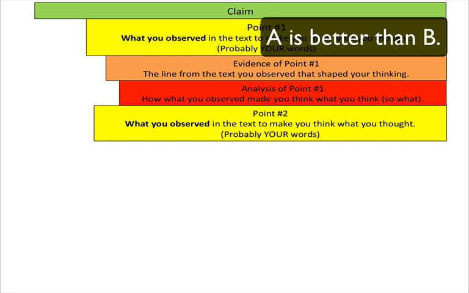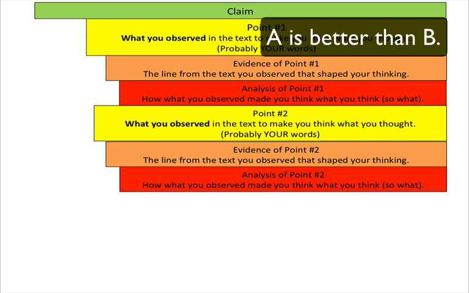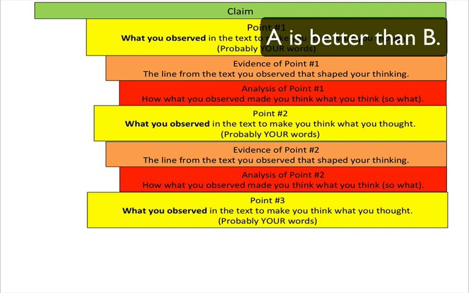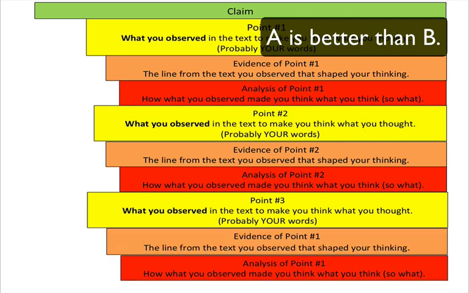So, another reason why we think A is better than B in this case. Then we relate another piece of evidence that helped shape our thinking, and then we stop again and thoroughly explain how what we observed as evidence helped us think what we thought. And then, you guessed it, we make a third point, another reason why we think A is better than B. We relate another piece of evidence, and then we take time to thoroughly explain why we think what we think.